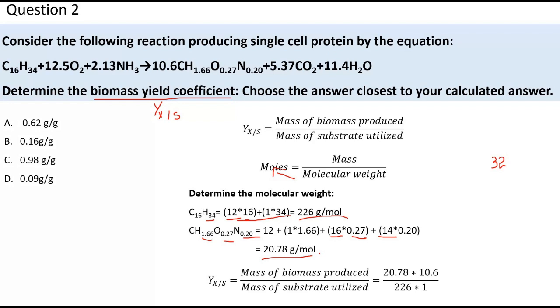So now we are going to substitute it in the final equation, which is Yx/S is equal to moles into the molecular weight that we have to do here. For biomass, the mole is how much? 10.6 moles of biomass has been produced from the equation. So 10.6 into what is the molecular weight of biomass? 20.78, divided by how many moles of substrate has been consumed? Only 1 mole of substrate has been consumed. Therefore, 1 in the denominator into the molecular weight, which is 226 as per our calculation. By multiplying and then dividing the numericals, we get 0.974 gram per gram, and the answer that is closest is option C, 0.98 gram of biomass per gram of substrate that has been utilized.